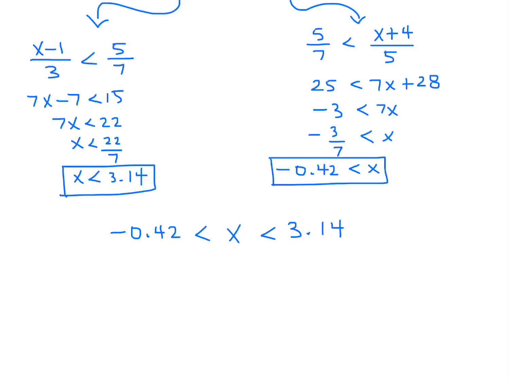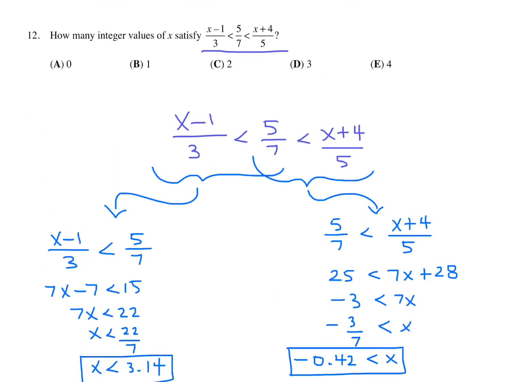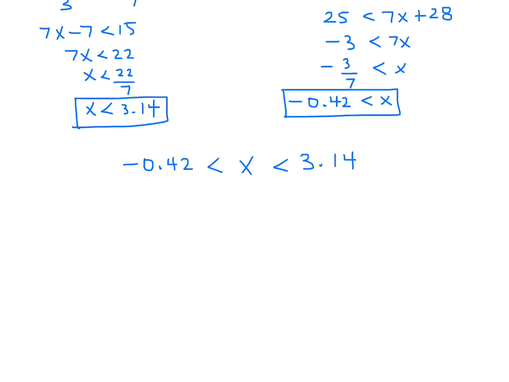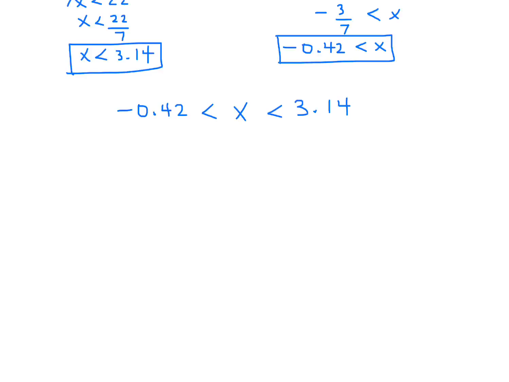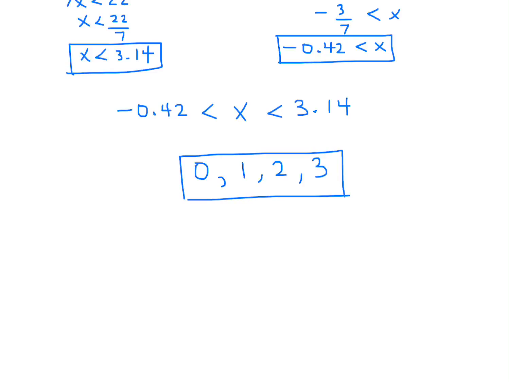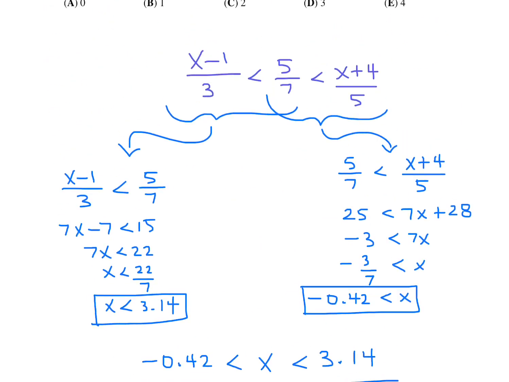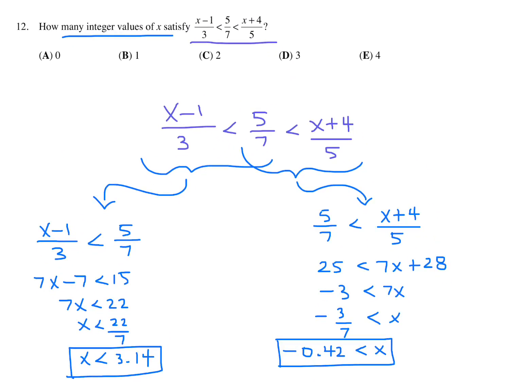So how many integers? That's what they're asking, right? How many integer values? How many integers are between minus 0.4 and 3.1? Well, 0, 1, 2, and 3. So we have 4 integers that are in between those boundaries. So the answer would be 4. So number 12, the answer is E.